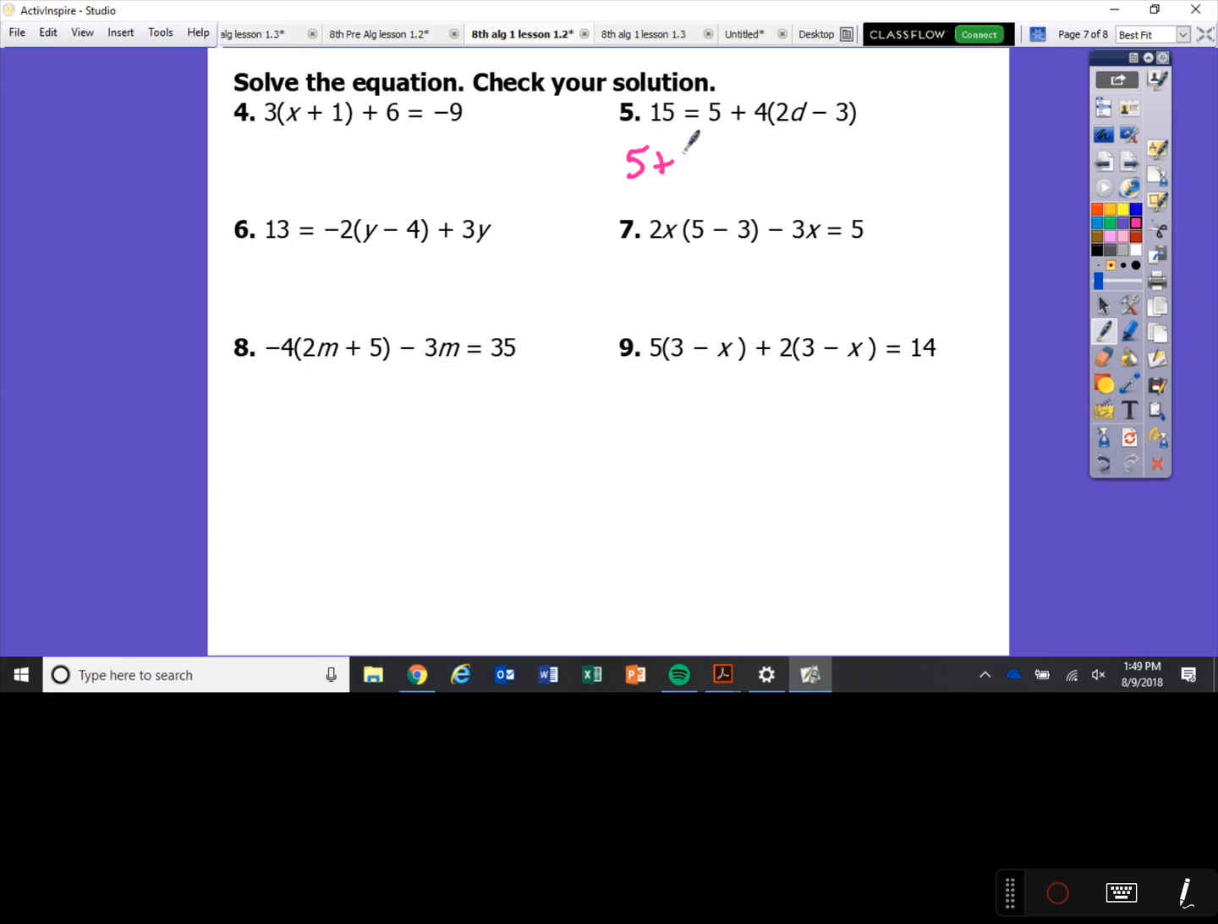So 5 plus 4 times the quantity 2d minus 3 equals 15. That's how you would flip it. Flipping it is not writing backwards. Would you do it to both numbers on the outside? When we're simplifying, we go by the PEMDAS rules, because simplifying is not solving an equation. Does PEMDAS say you can add before you multiply? No. So you cannot add 5 and 4 yet. You have to multiply 4 times this.